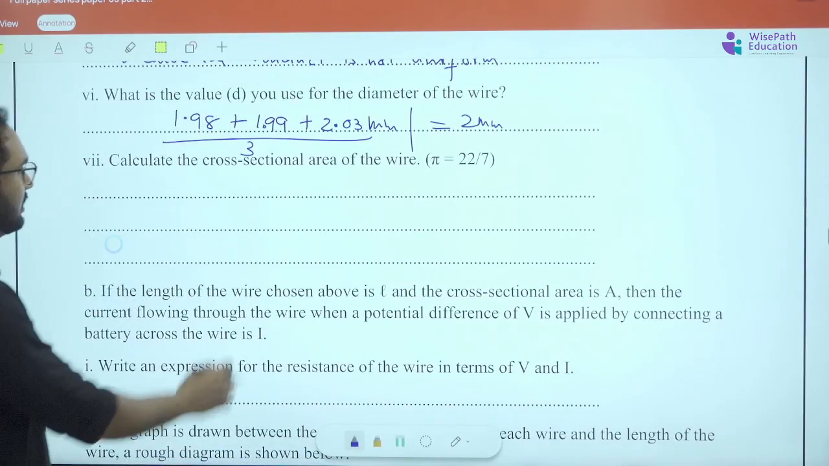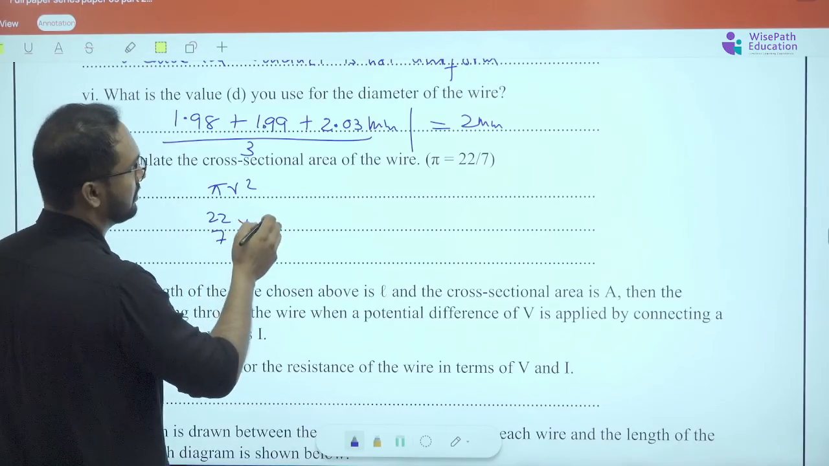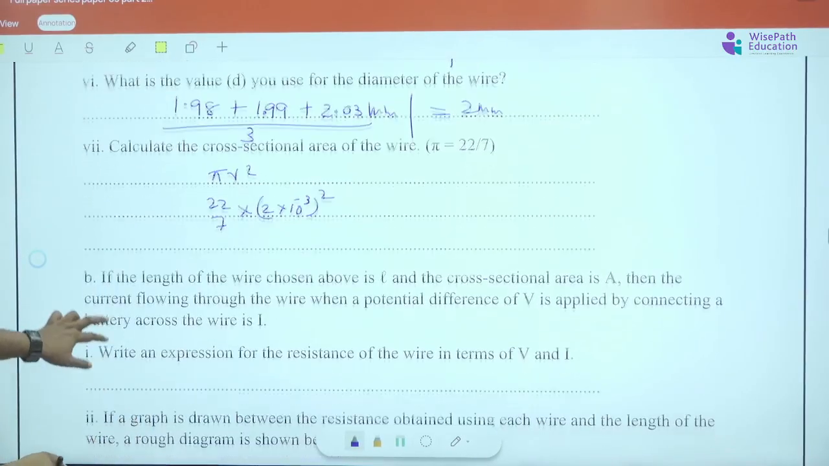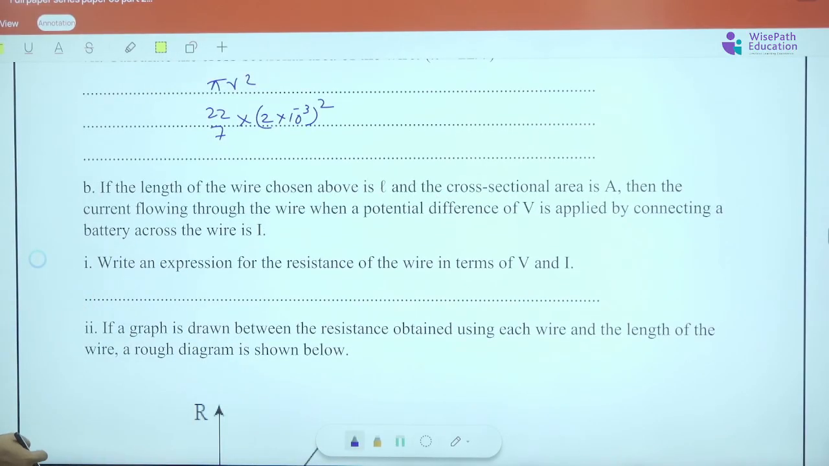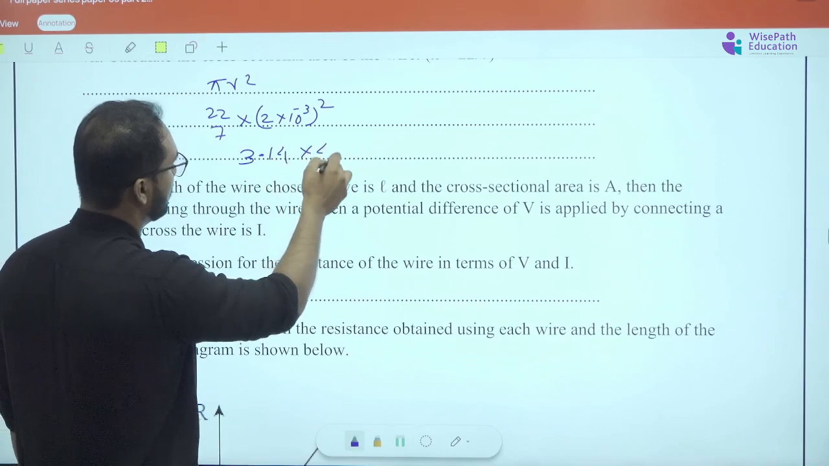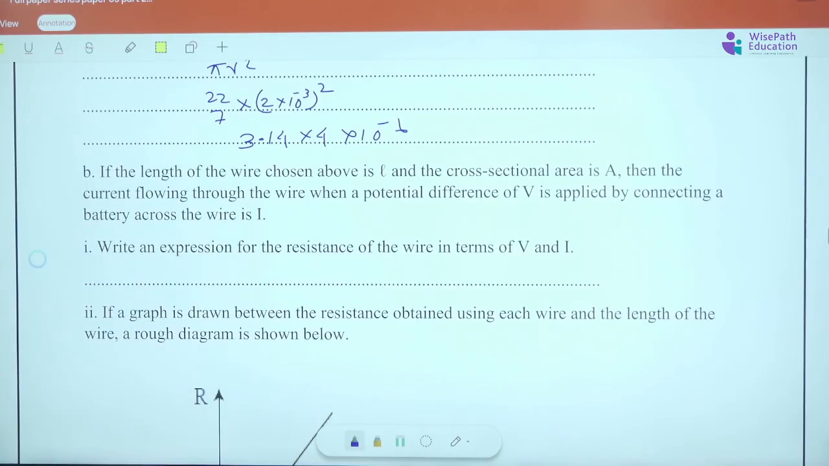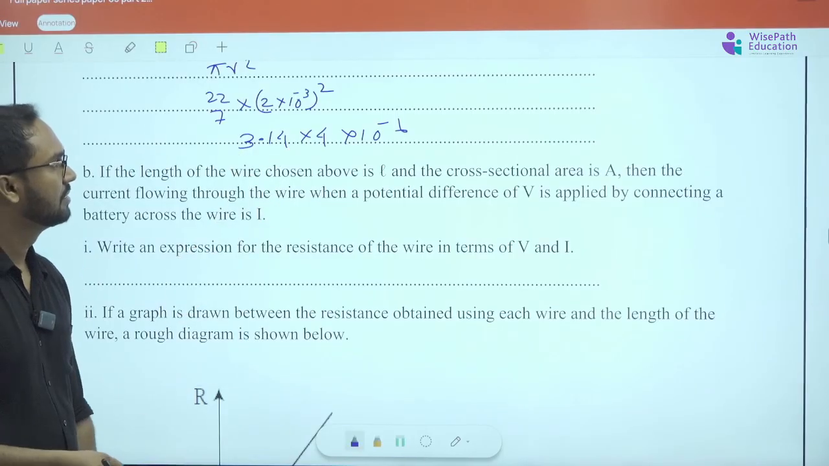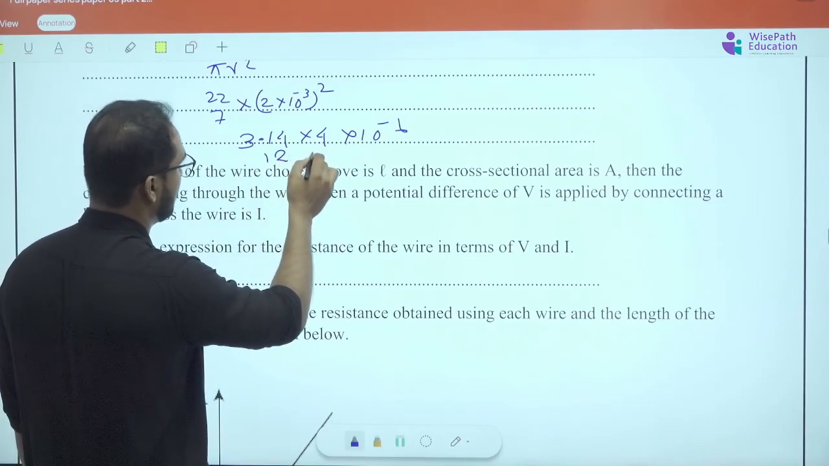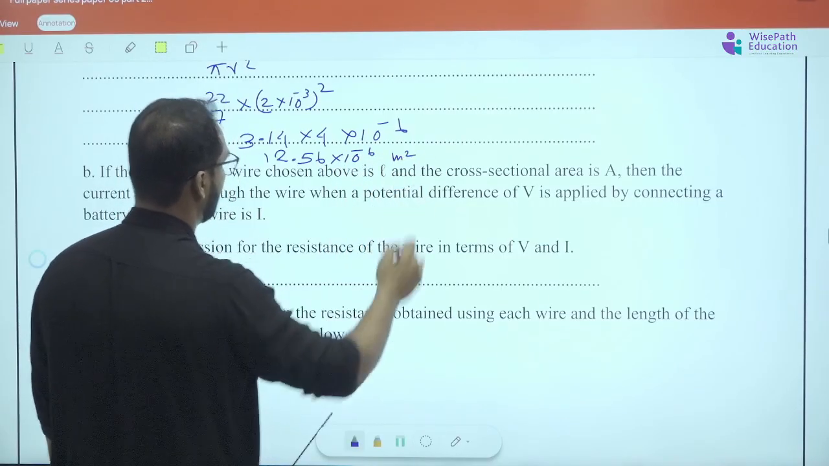Calculate the cross sectional area of the wire, that is pi r squared. So it's 22/7. R should be in meters, right? So it's 2 into 10 to the power minus 3, all squared. Can you simplify it and tell the answer? That will be 4 into 10 to the power minus 6. So that's 3.14 into 4 into 10 to the power minus 6. Don't have to simplify the minus 6, just simplify this one. 12.56 into 10 to the power minus 6 square meters, right? Square meters.